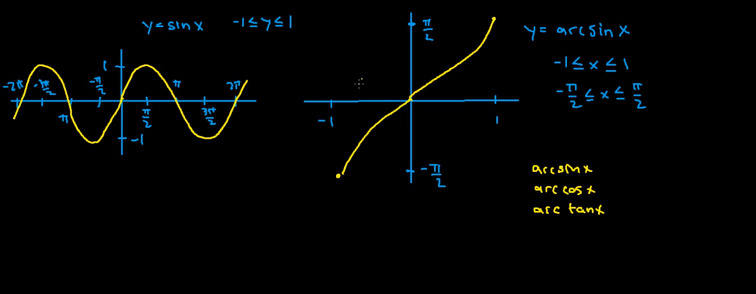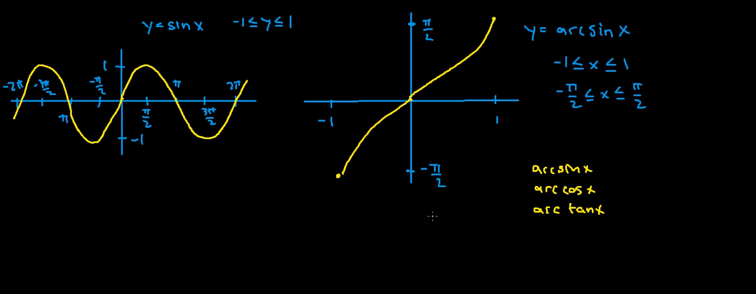Cosine is pretty much the same as the sine, except it's shifted. The only one that's a little bit different is tangent, because its range has no restrictions. Its range goes from positive infinity to minus infinity, so there would be no restriction on the x. However, it would be limited to 90 degrees and -90 degrees as well in order for it to be a function. So that's the only one that's slightly different.